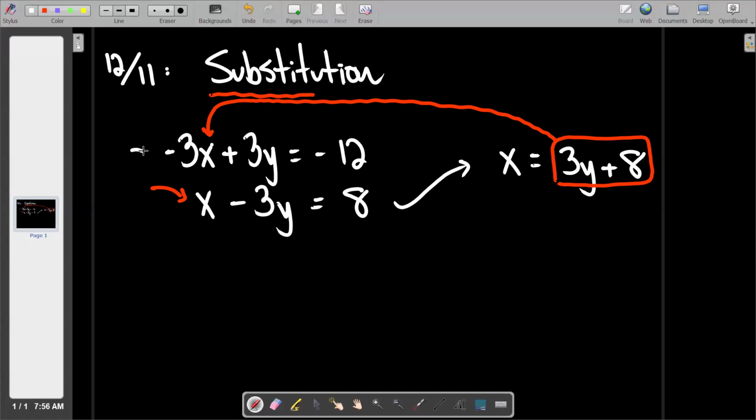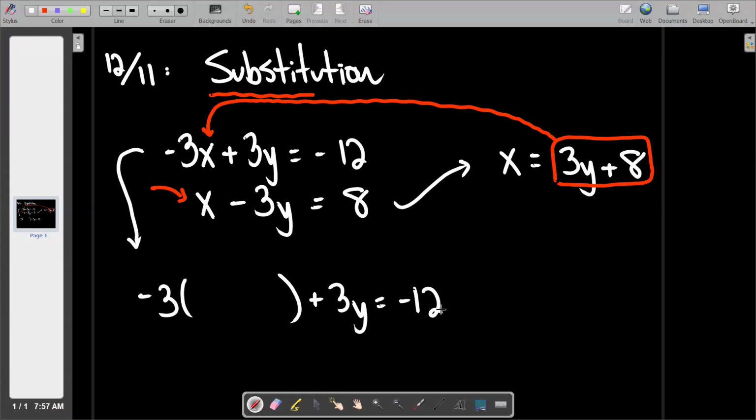The new top equation is now going to say -3, awkward void where x used to be, plus 3y equals -12. So again, we are substituting where it used to say x. We're going to put in x's new nickname, which is 3y plus 8. The reason we do that is because it creates an equation that doesn't have two variables. It creates a very simple Algebra 1 kind of situation where we can solve. Okay, so that's the substitution process. Not done, but that's really where it gets its name.